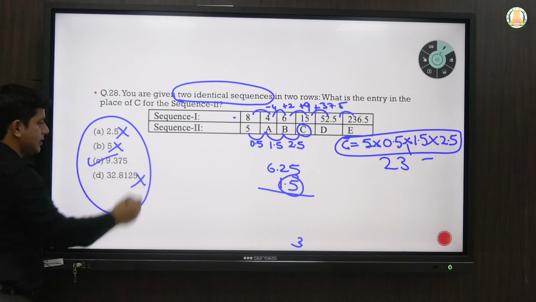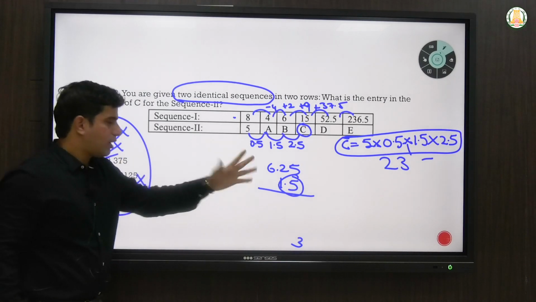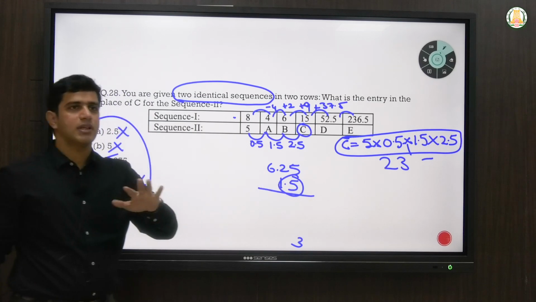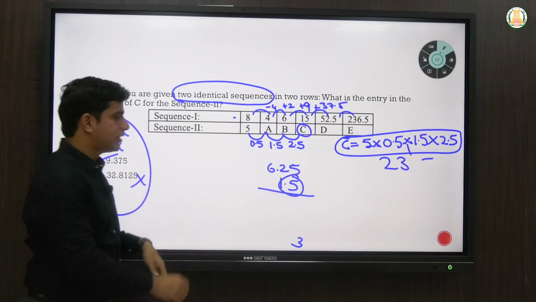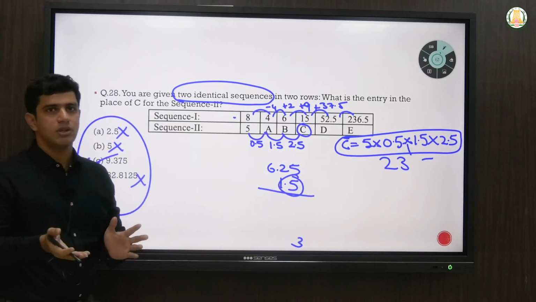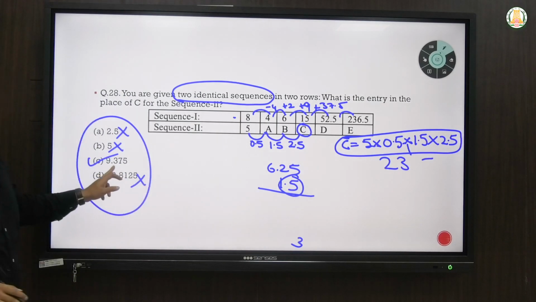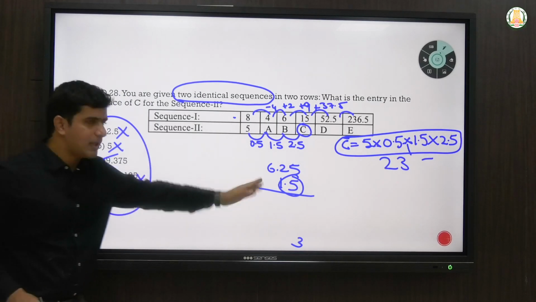So remaining is, and you also know on intuition 6 into 1.5 is 9, right? So 6 into 1.5, 6 into 3 by 2, which is 9. So this is almost near 9. So you can directly do this instead of the multiplication.